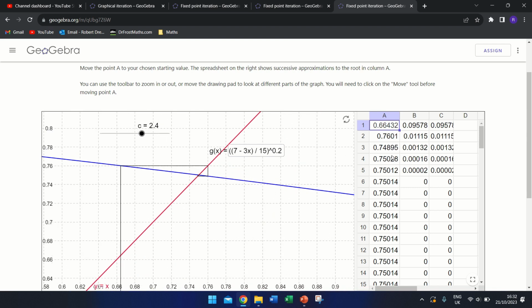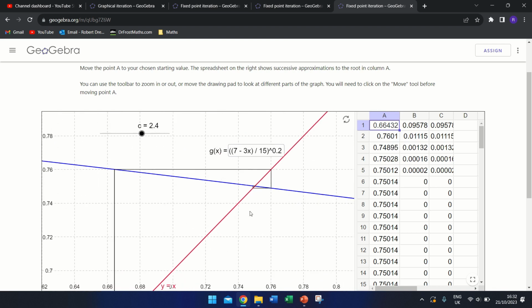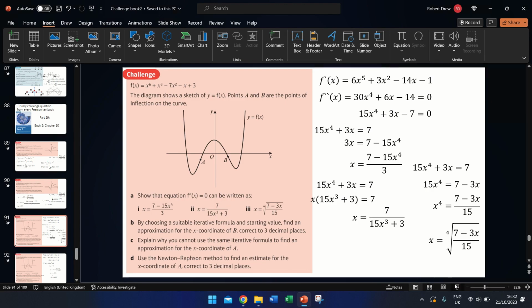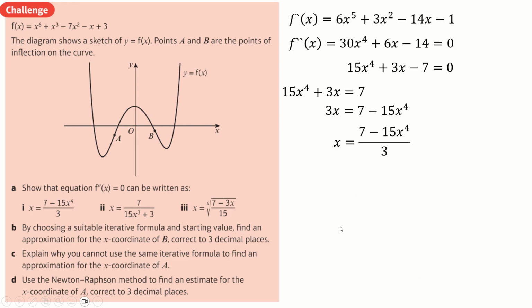A good 3 iterations get you towards 3 decimal places. That's very fast indeed. So that's going to be the one that we're going to pick, and that's going to be the one that works. It gets us, as we saw in that picture there, to about 0.750.